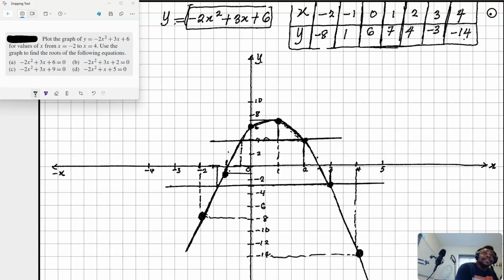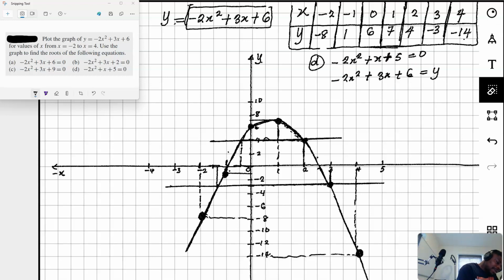Now, question D. It says we find the root of the equation when we have minus 2x squared plus x plus 5 is equal to 0. Let's compare with our curve. This is our curve, minus 2x squared plus 3x plus 6 is equal to y. Now you can see this is very tricky because this is plus x and this is plus 3x. So what can we add to this that will give us our curve? Okay, so that is the tricky part.